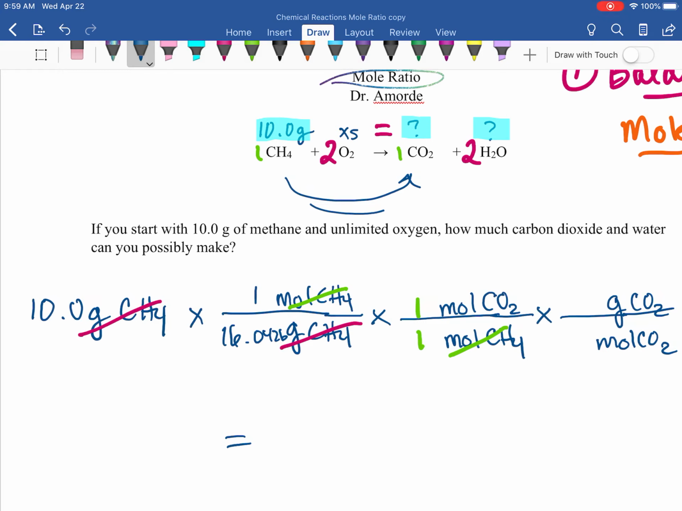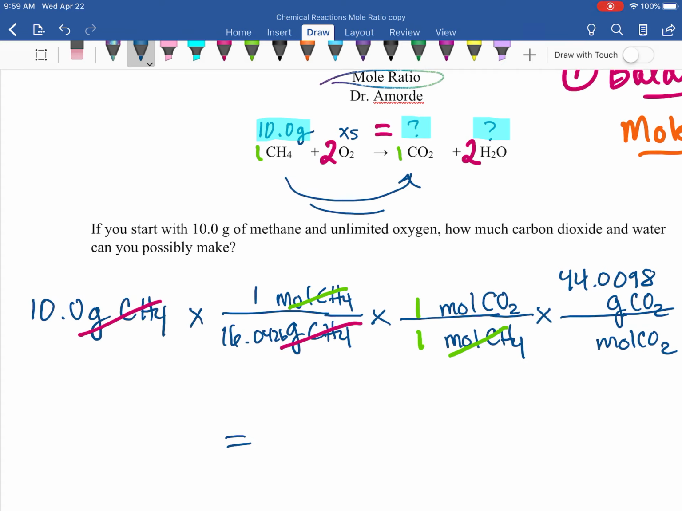Oxygen is 15.9994. I get 44.0098. Again, we could be slightly off for rounding, but just wait for it. We're going to fix this with sig figs at the very end.